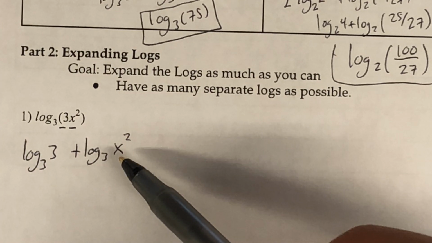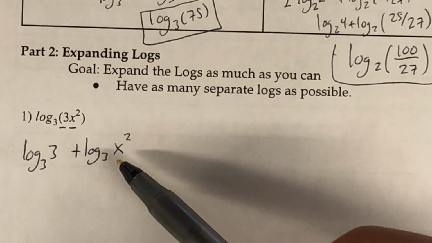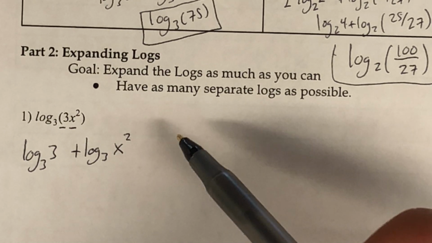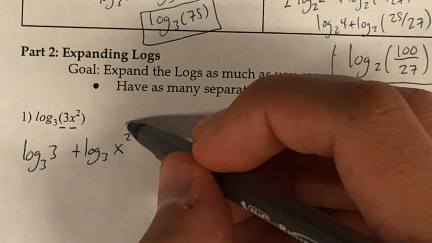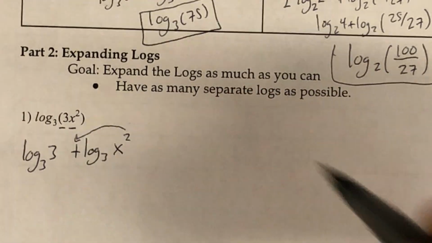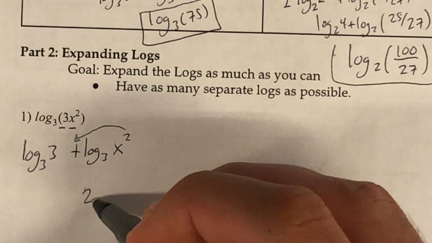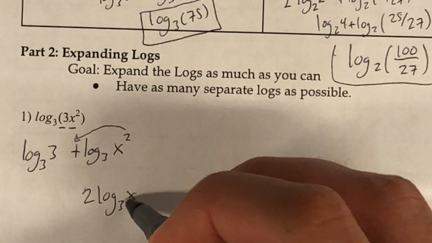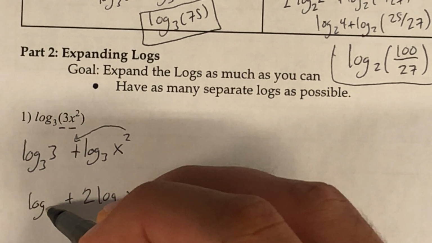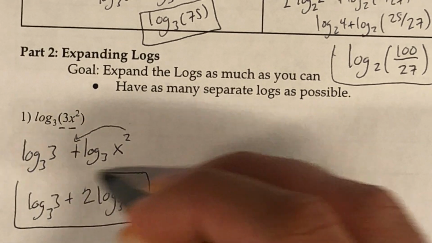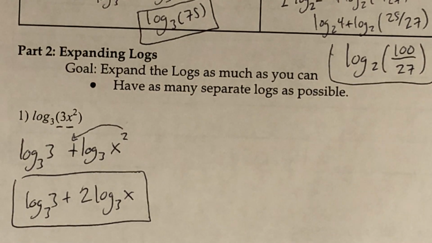In this sense, if we are simplifying further, the thing I would like you to do is to bring that 2 to the front, because it does feel like it's expanded a little bit more when you've got that number out front rather than as an exponent. So we've separated it into as many logs as we possibly could have.